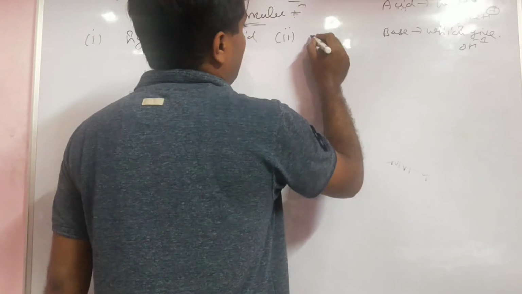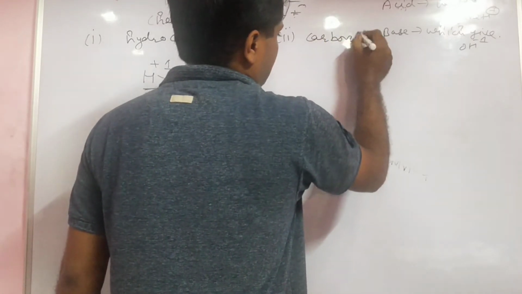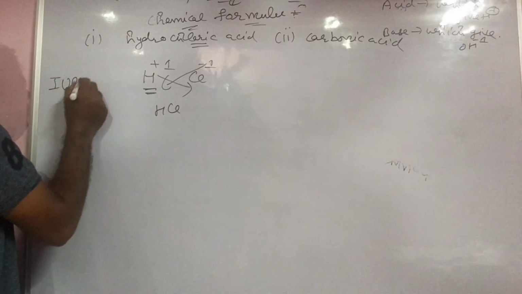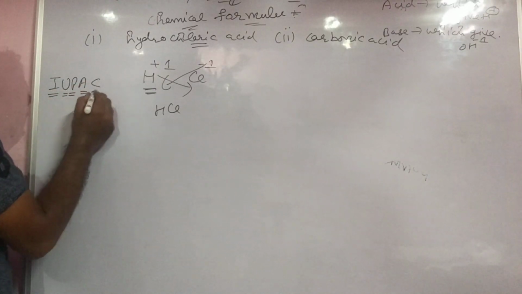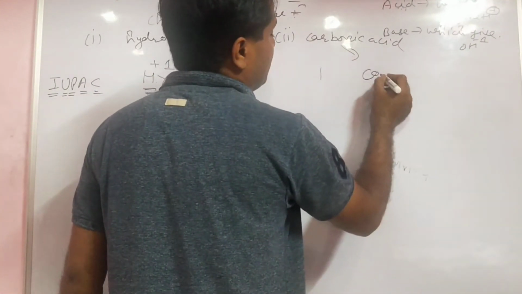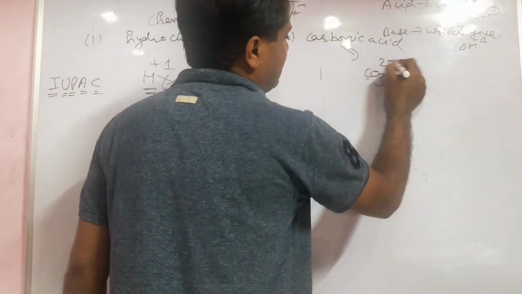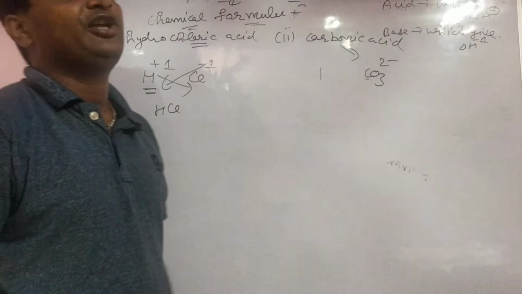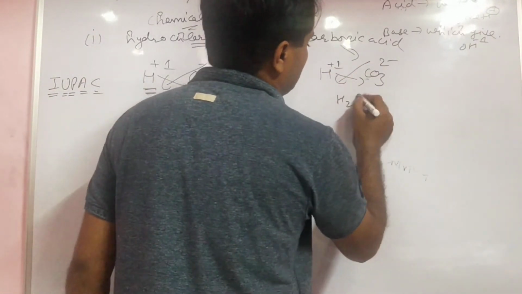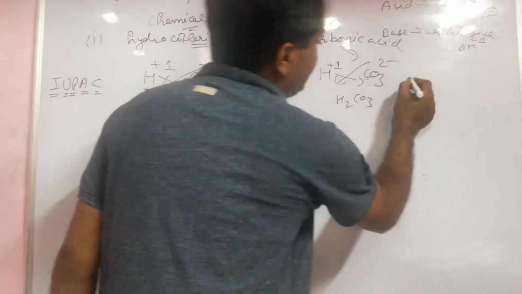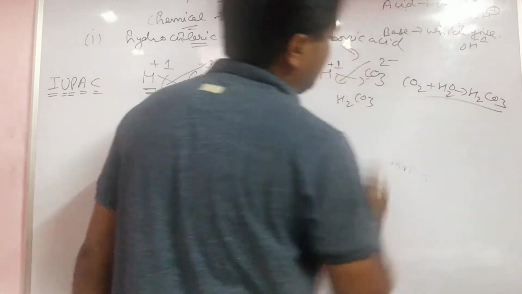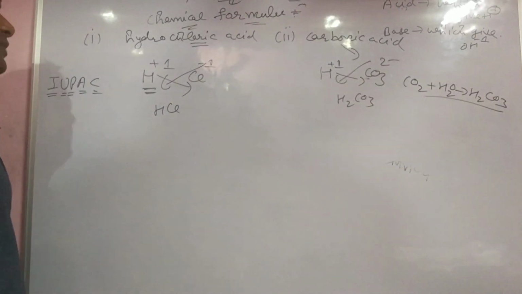If you make carbonic acid, all the naming is given by the IUPAC, the International Union of Pure and Applied Chemistry. When you use carbon, the polyatomic ion is carbonate. If you want to make carbonic acid, you use carbonate with H positive. It becomes H2CO3. In cold drinks, when you add CO2 in water, it forms carbonic acid, and some color is also added.